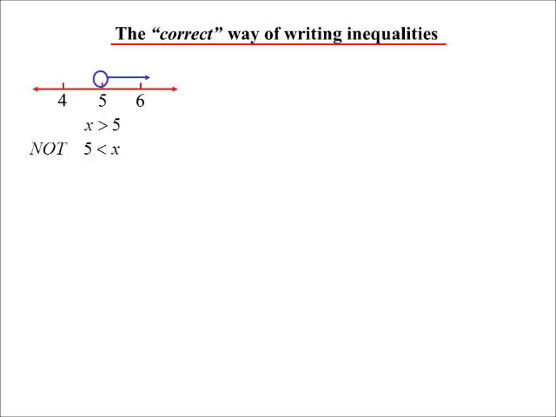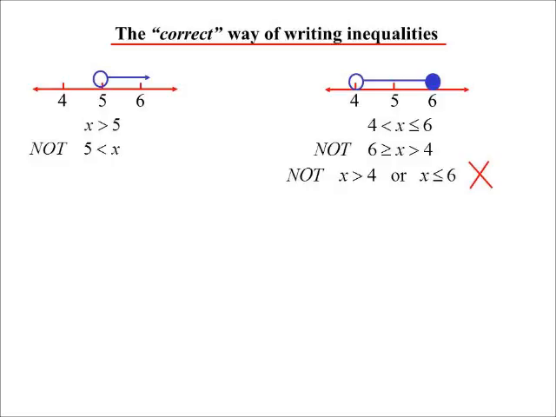Okay? And so when we're in between, this time 4 is not included, 6 is included. As I say, it looks like the picture. No, yuck, don't like. Definitely no. All right? Because that is actually wrong. Right? X is greater than 4 or x is less than or equal to 6. Well, that covers every possible number, if you think about it.